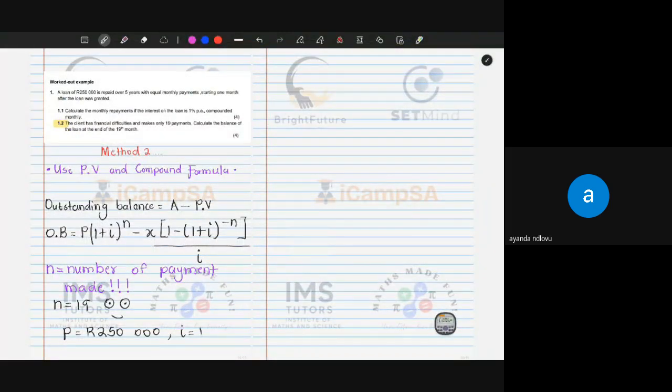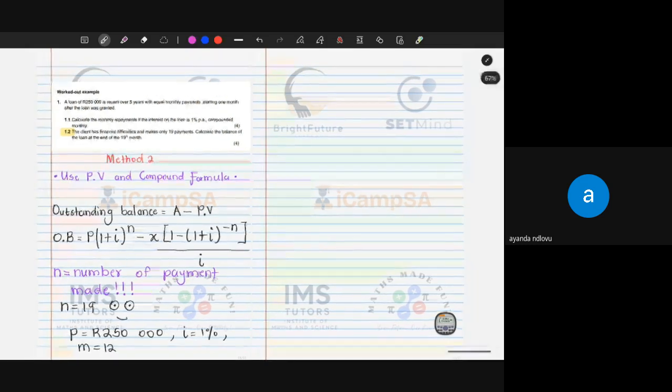So we as good as done. i is 1%, still stands. m, the compounding period, is 12, and so on. We have all what we need, and we have also our x. Our x is 4,273.5. So now let's go ahead, guys, and find our outstanding balance.